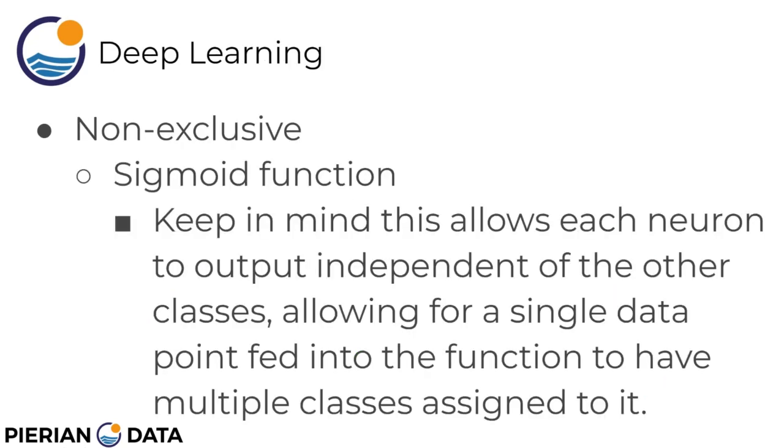As I just mentioned, for non-exclusive classes where we're using the sigmoid function, always keep in mind that it allows each neuron to output independently of the other classes. So it allows a single data point fed into the function to have multiple classes assigned to it.